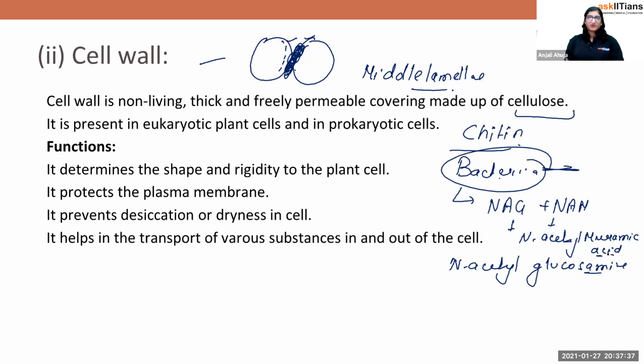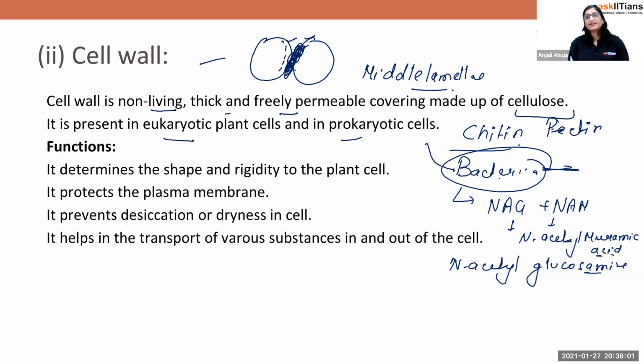Clear? Okay, so now the cell wall. The cell wall is non-living, thick and freely permeable. Actually, the cell wall is made up of chitin, pectin and different things: cellulose in plants, chitin in fungi. In bacteria and algae, the cell wall is also present. It is non-living and is present in eukaryotic plant cells and also in prokaryotic cells.